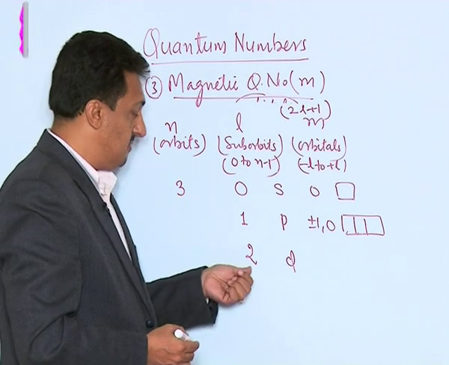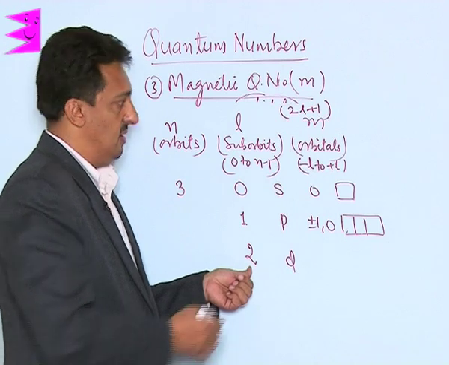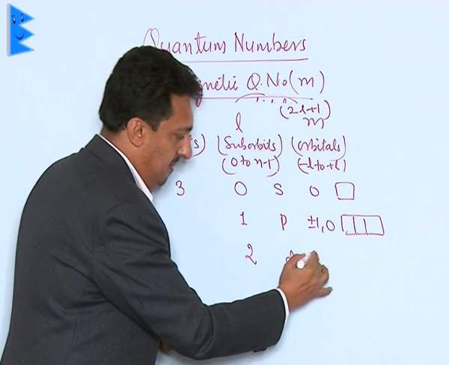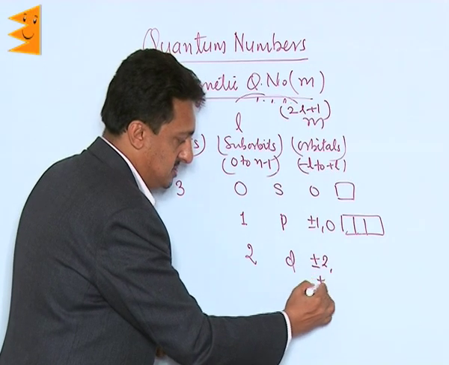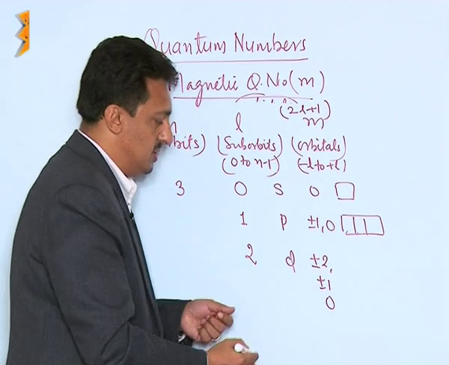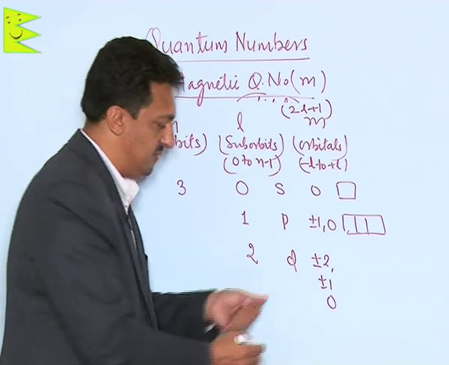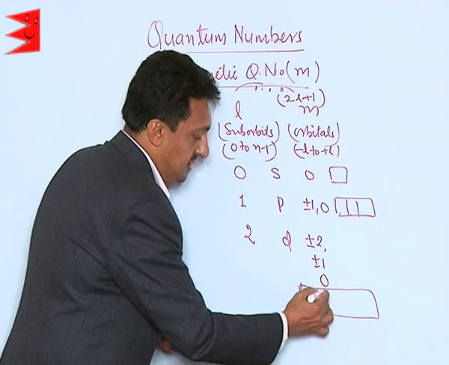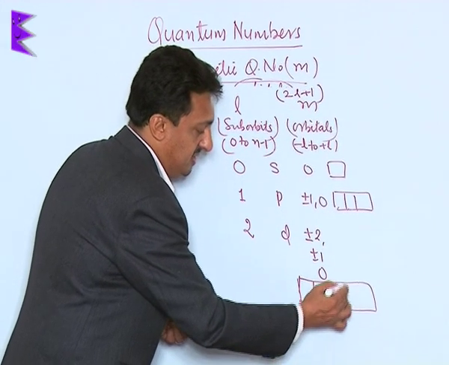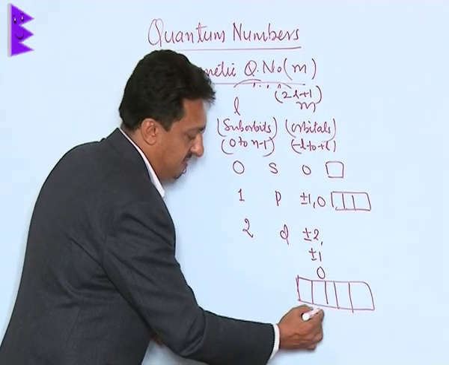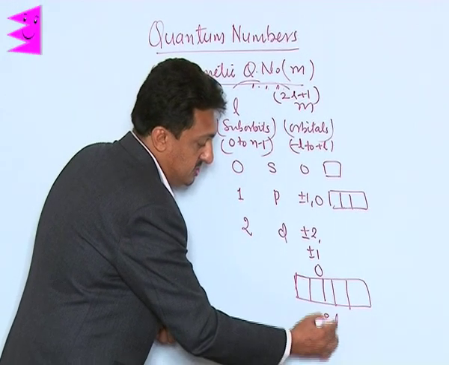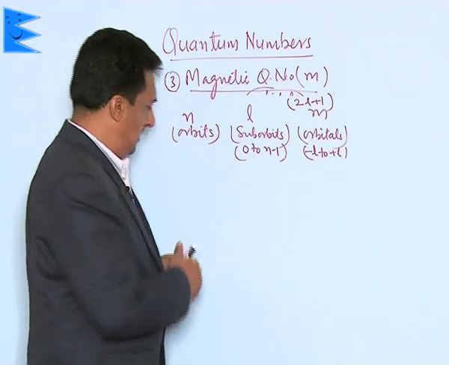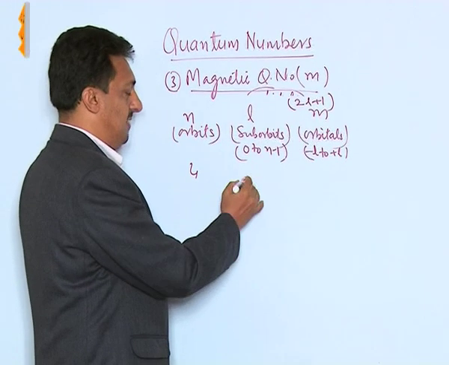But if L is 2, twice L plus 1 gives 5 values. They will be plus minus 2, plus minus 1 and 0. So how many values in total? 5. So we can now make out that this D suborbit is further divided into how many orbitals? 5. So this 3d has how many divisions? 5 divisions.